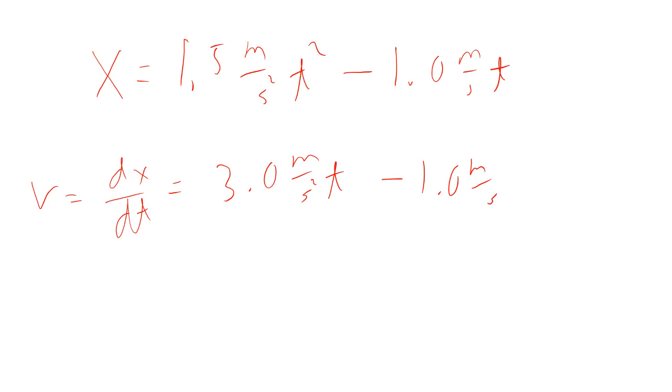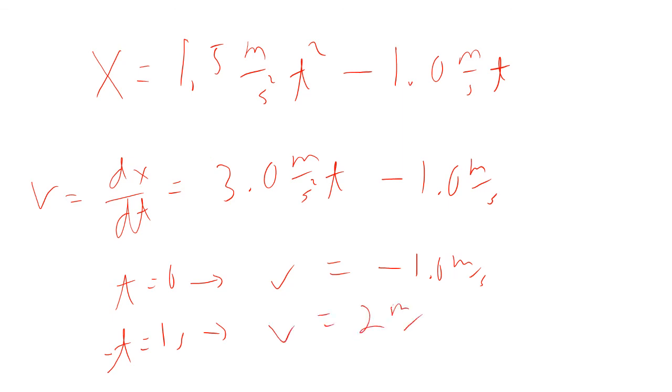That means at t equals 0, that's when we start. At the starting point, if I plug that in, the velocity is minus 1 meter per second. So it's moving to the left, or moving in the negative direction, at 1 meter per second. But after 1 second, if I plug that in, the velocity is 2 meters per second. 3 meters per second squared times 1 second is 3 meters per second, minus 1 meter per second, and that gives me an answer of 2 meters per second. So that's the velocity at time 1 second.